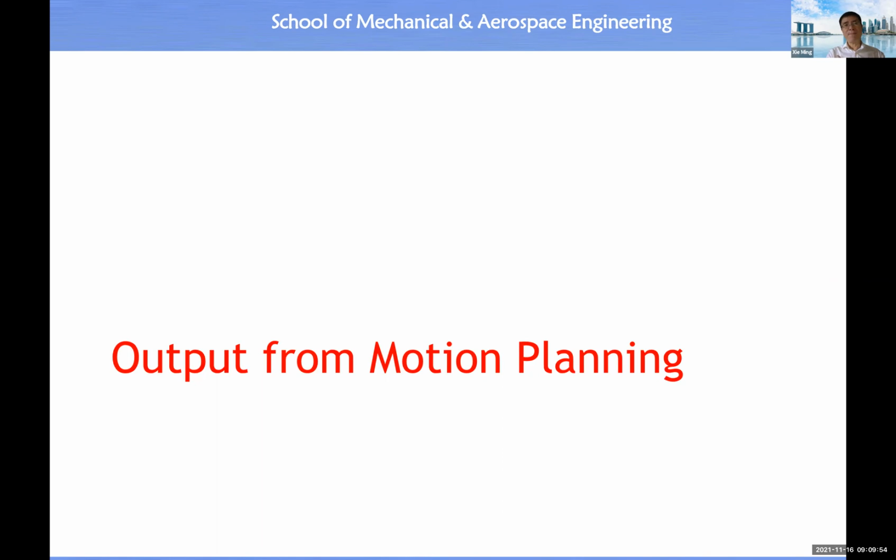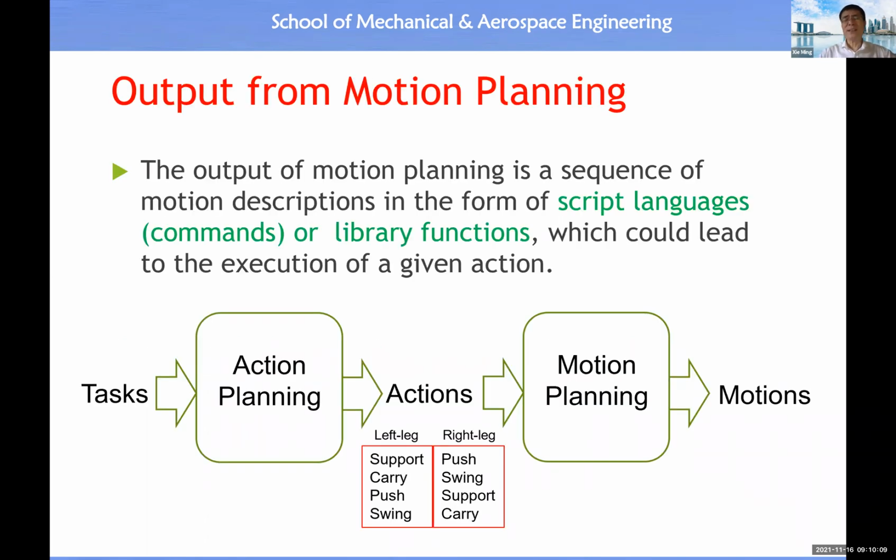So that's about the input. You understand the input to motion planning: description of action in the form of human language. Then what should be the output from motion planning? The output from motion planning will be description of a motion in the form of extended human language.